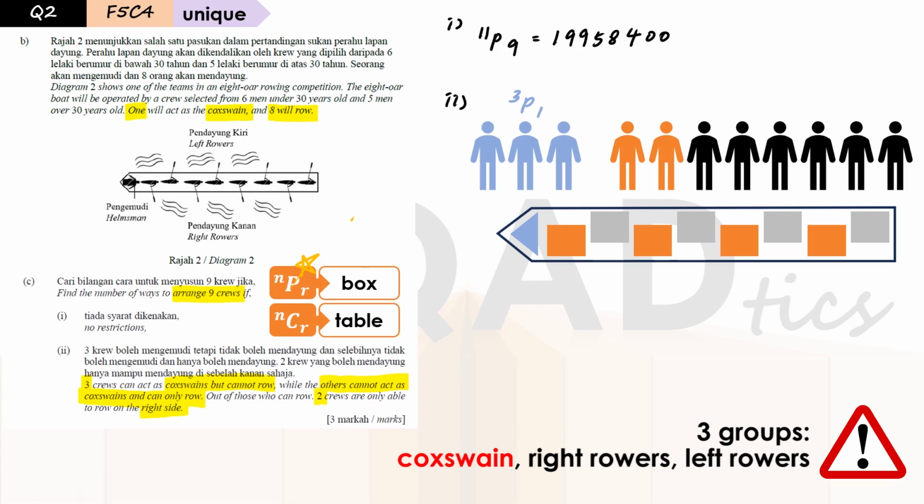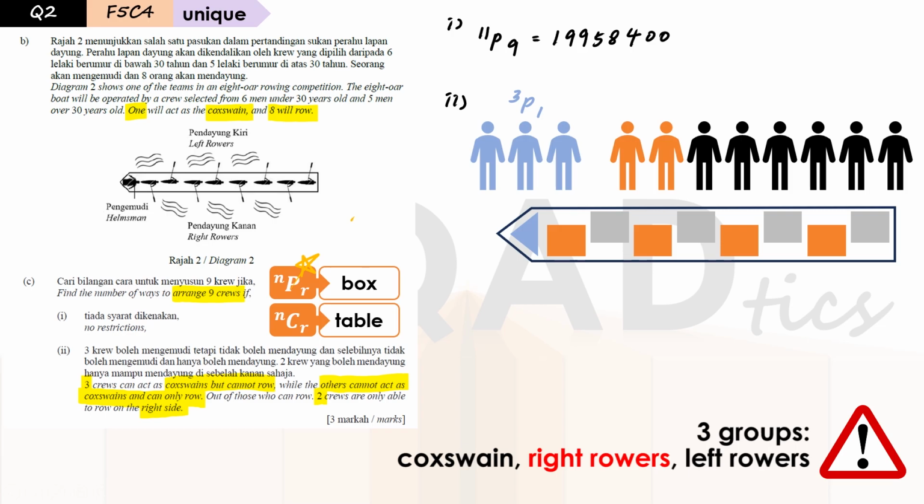Alright, the second group would be the right rowers group. Because here we have a condition where these 2 people are right rowers. It cannot be left rowers. Right? So these 2 people confirm they will be placed under 2 of these 4 boxes. But the issue is the right rowers are missing 2 people. So to choose those 2 people, we can choose from the 6 remaining people, because these 6 can be left rowers or right rowers.